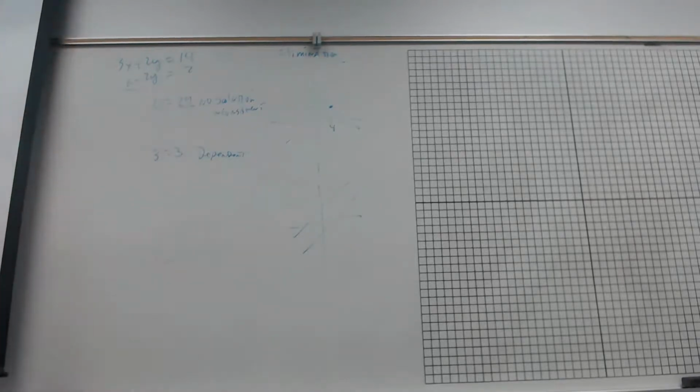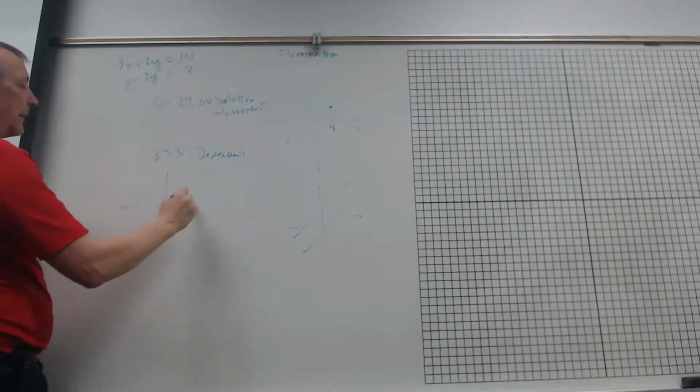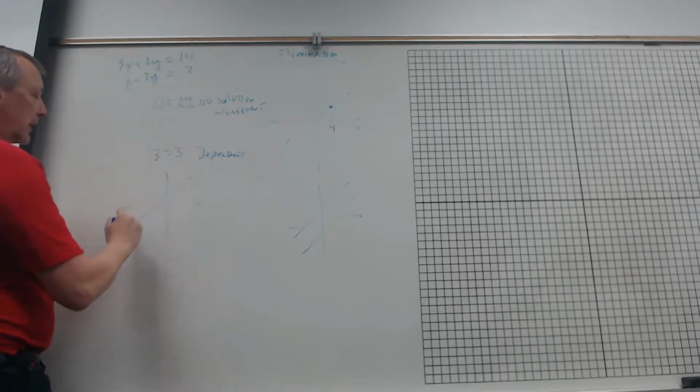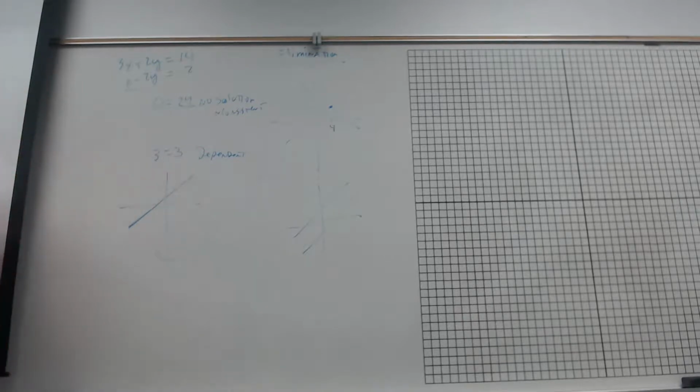Okay? And in the back of the book, I don't think they call it dependent. The idea here is what would happen is you would have the same line twice. The lines are on top of each other. So you would have an infinite number of solutions, but you couldn't just pick any number. It would have to be any number that follows either one of those equations. Okay? All right, this is a nice, easy section.